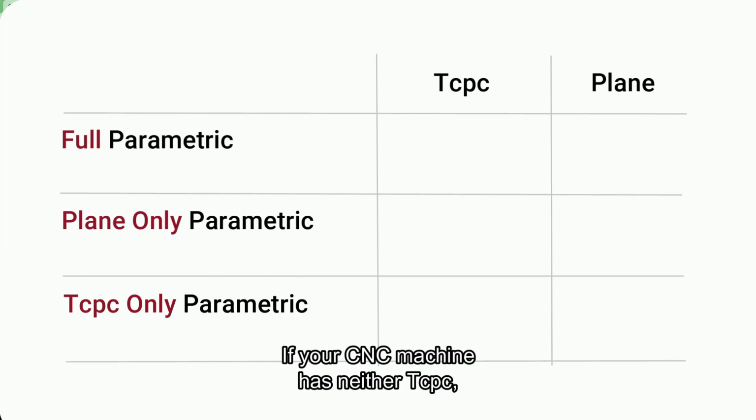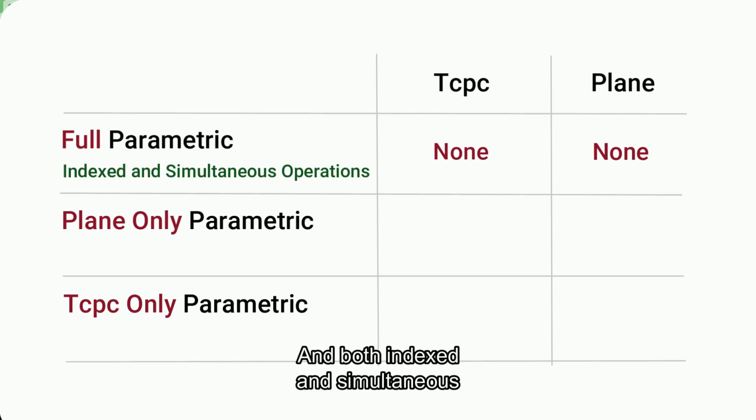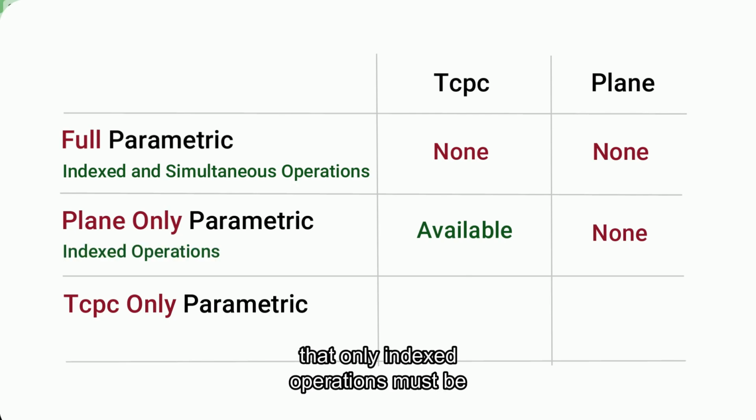If your CNC machine has neither TCPC nor plain code, that means you need a full parametric post processor. And both indexed and simultaneous operations are performed in full parametric mode. If your CNC does not have plain code, but TCPC code is running, this means that only indexed operations must be performed in parametric mode. Simultaneous operations will continue to be performed using the TCPC code of the CNC controller. These posts are called plain-only parametric post processors.